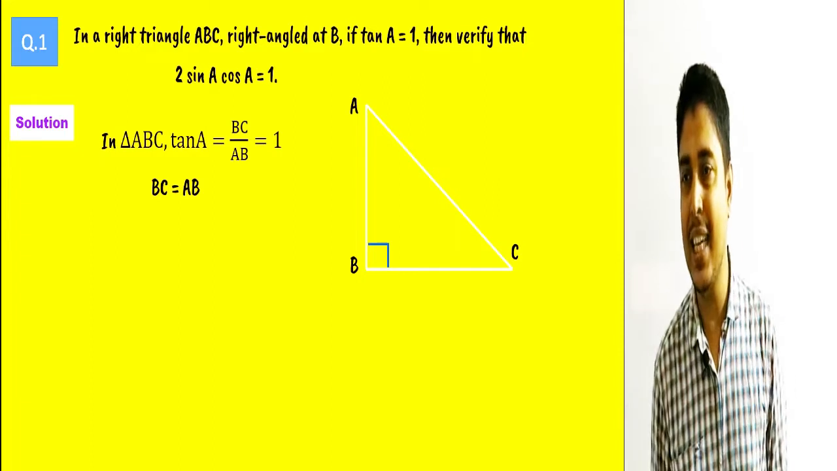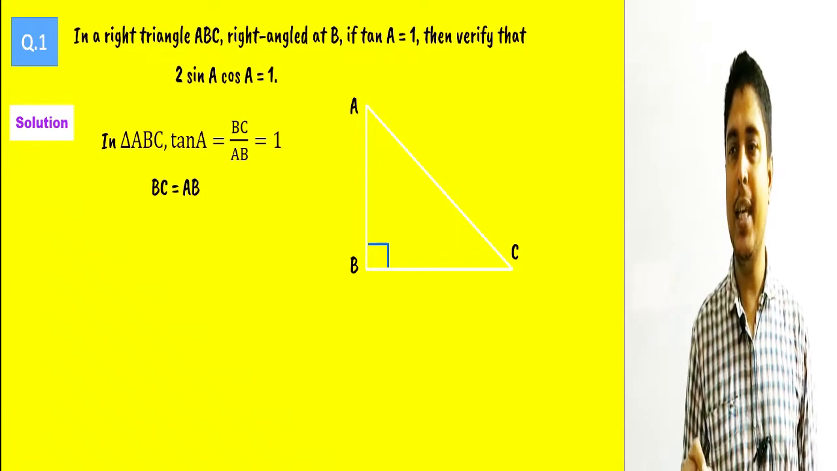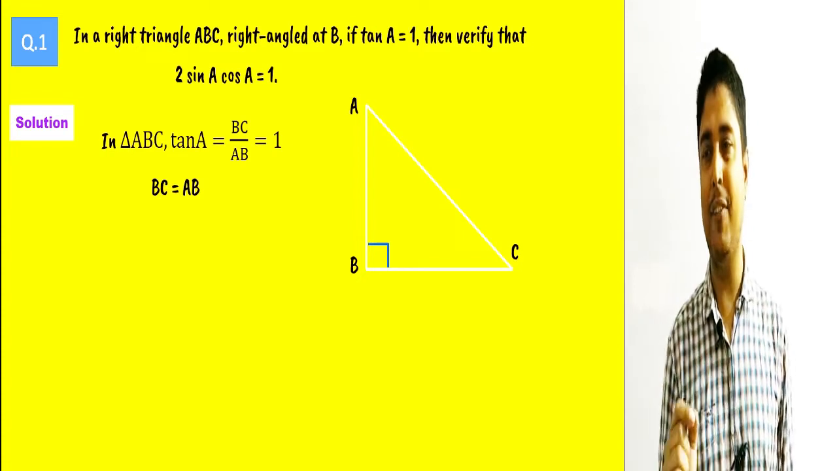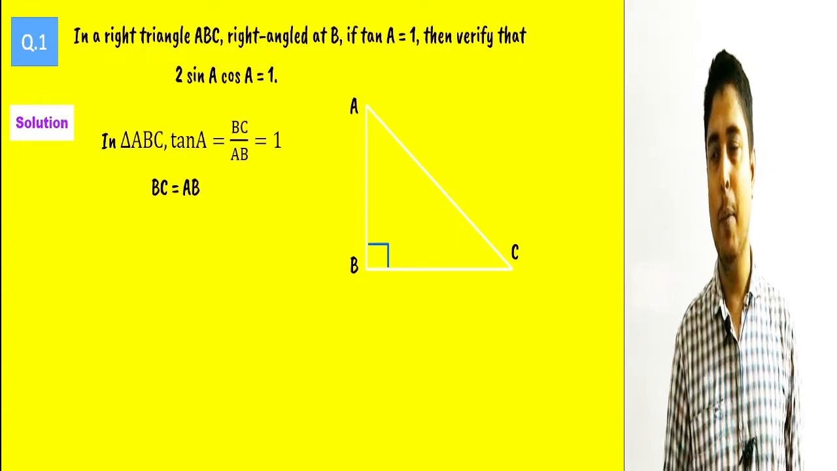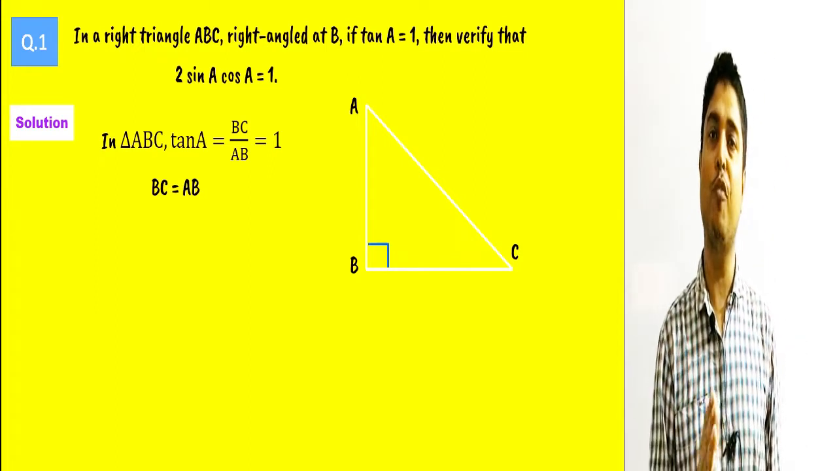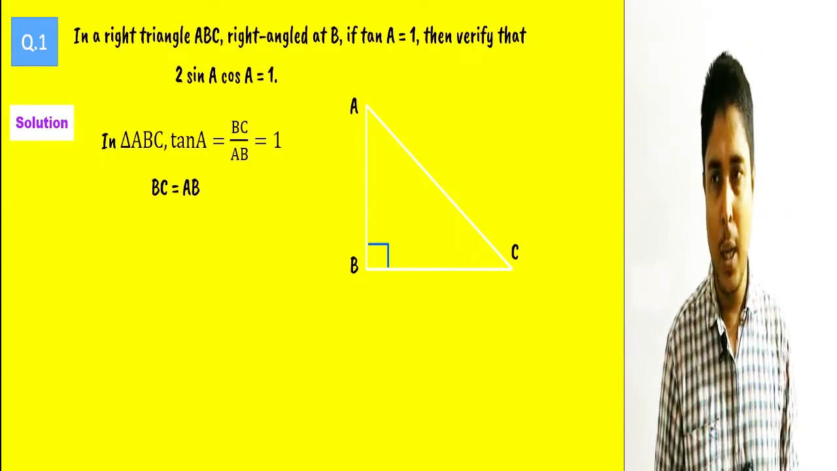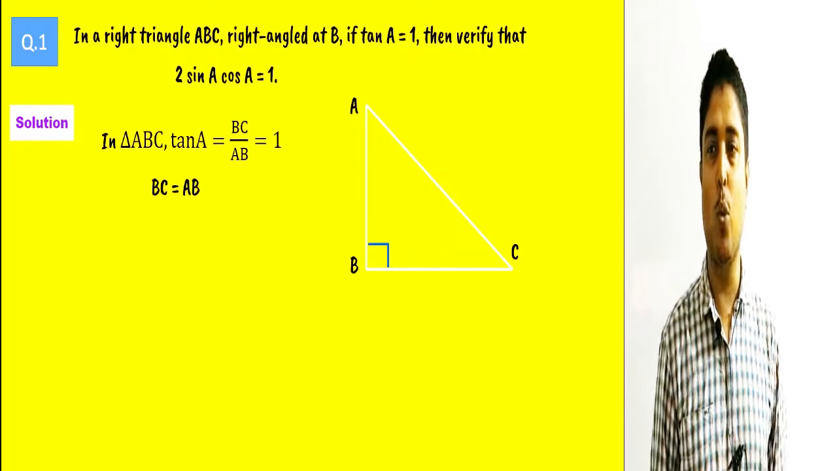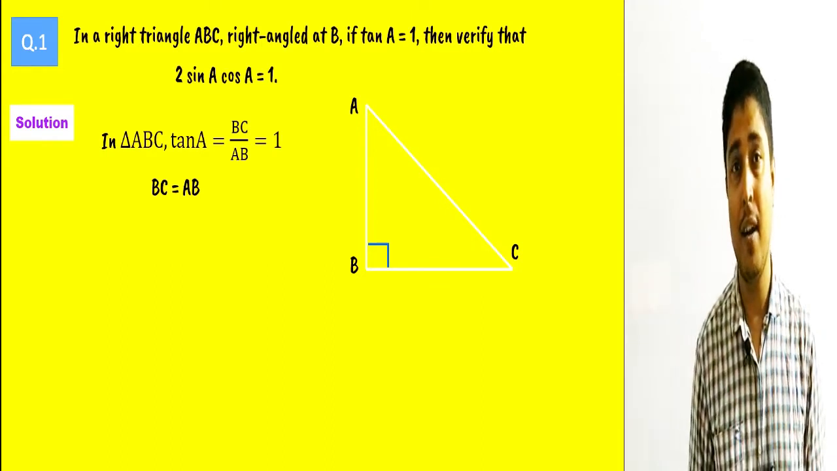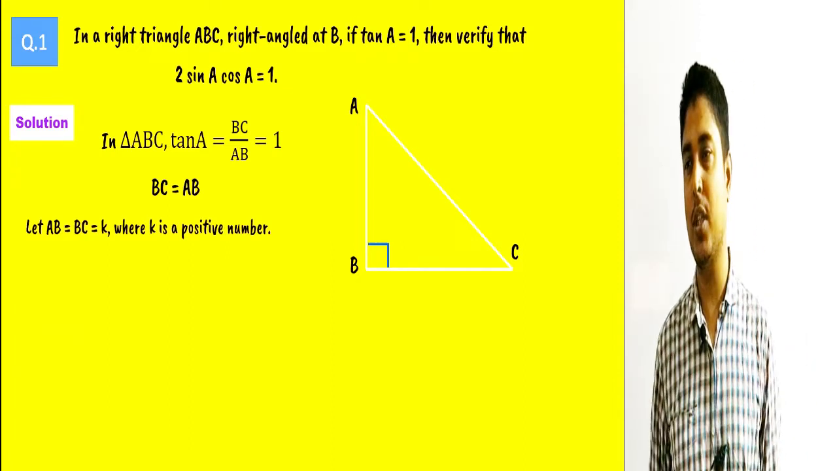Now, if BC is equal to AB, then the angles opposite to BC and AB must be equal. Since angle B is 90 degrees, angle A plus angle C must be 90 degrees, but angle A is equal to angle C. So we can say that angle A is equal to angle C is equal to 45 degrees. So 45 degrees plus 45 degrees is 90 degrees. And why did we come to this conclusion? Because we have proved that AB is equal to BC, and the angles opposite to equal sides are equal.